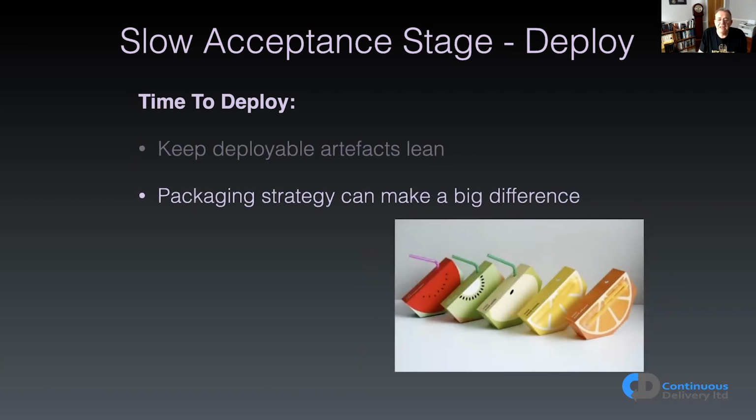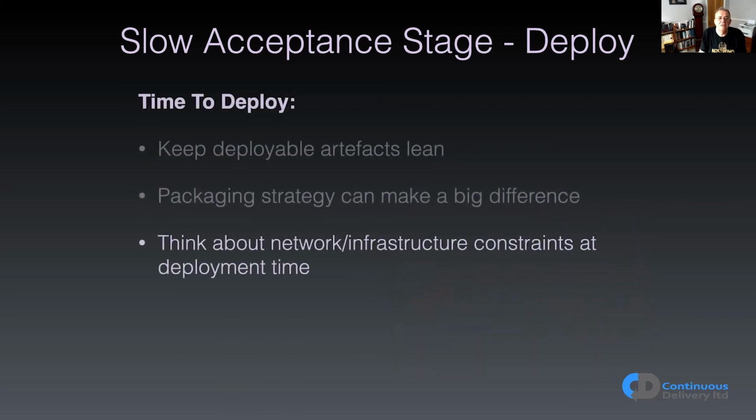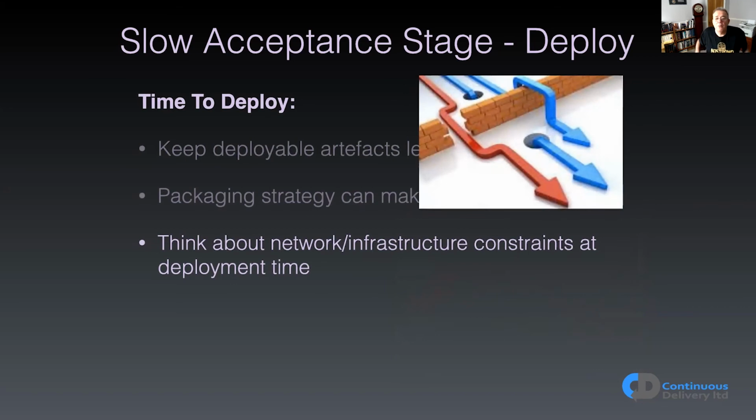Packaging strategy can make a big difference. Trying to figure out the way in which we organize our release candidates and package them to support deployment can make a big difference to the performance of our deployment. Network infrastructure constraints and so on can make a difference, particularly if you're deploying to organizations or teams or parts of the world that have a poorer network infrastructure. That can be an issue.